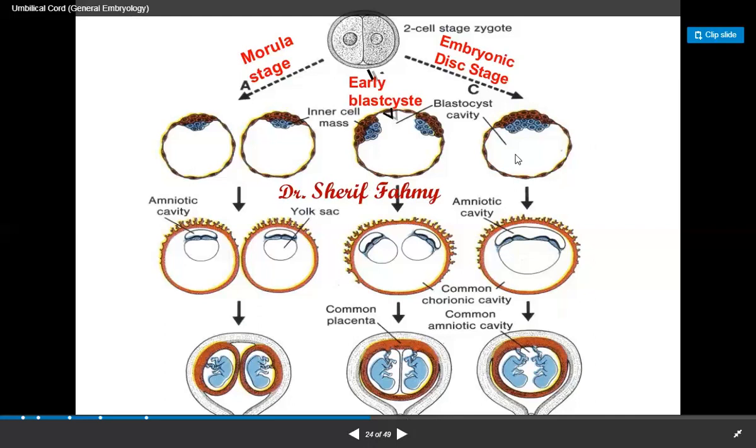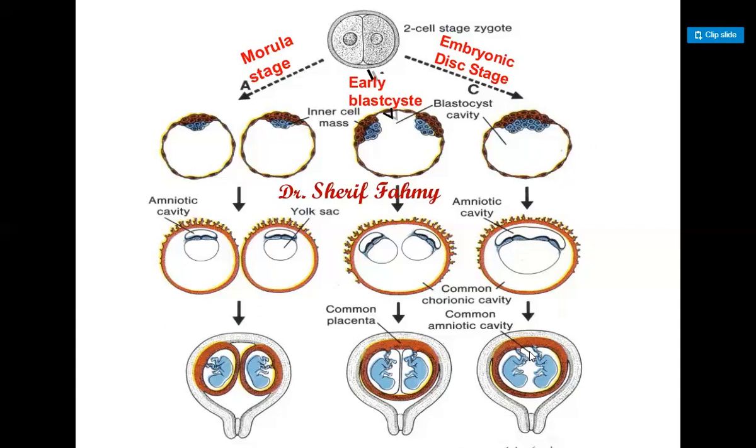And in case the division has taken place in the blastocyst, it is the amniotic cavity. What we are saying in this is a common chorionic cavity and a common amniotic cavity. So here the partition is present, but in this there is no partition. That is how you can see the relation of the umbilical cord in case of twins.